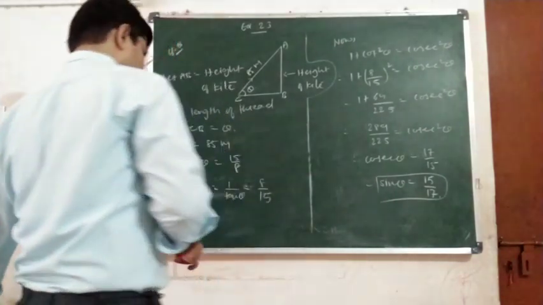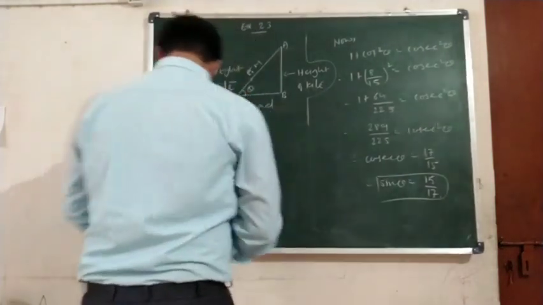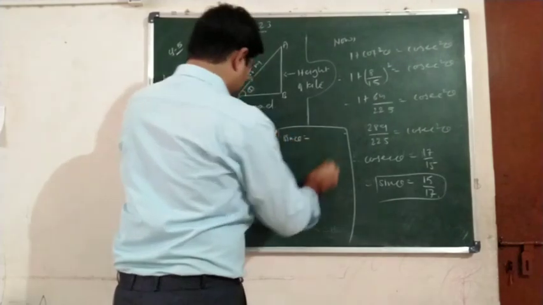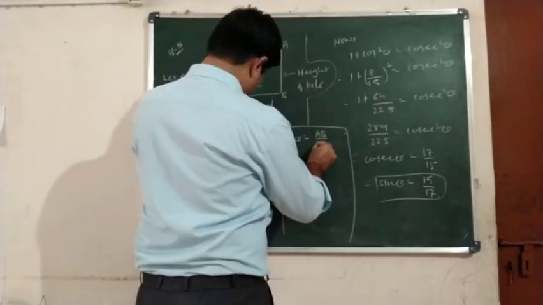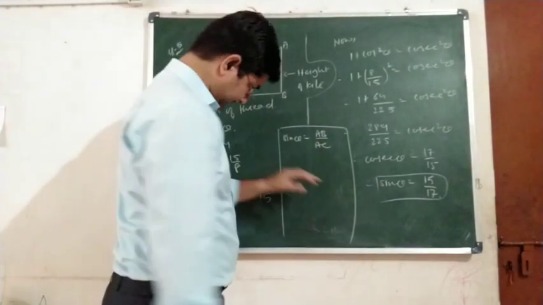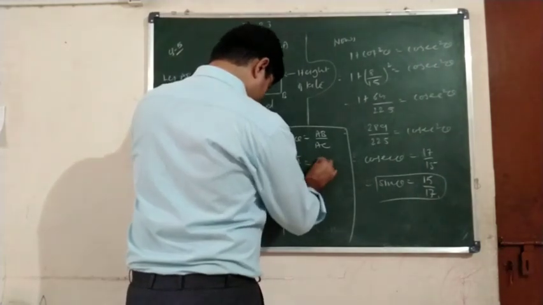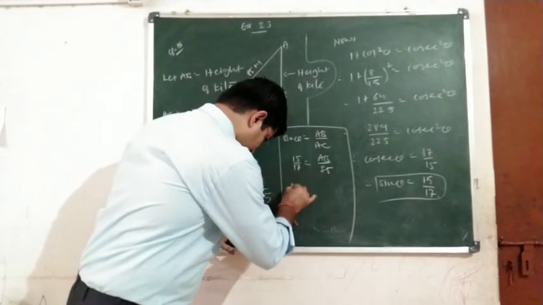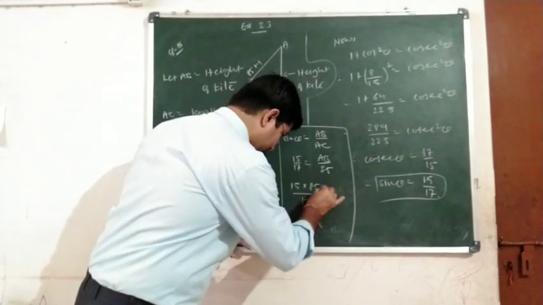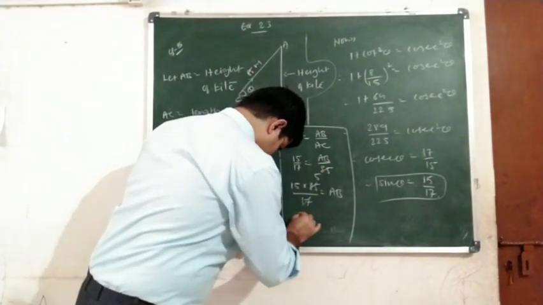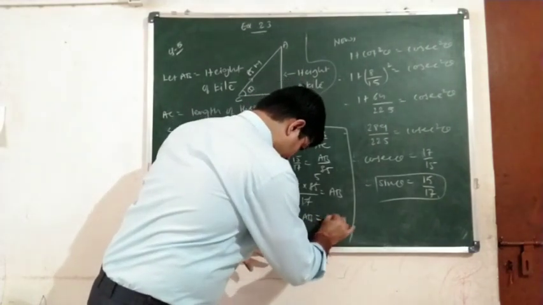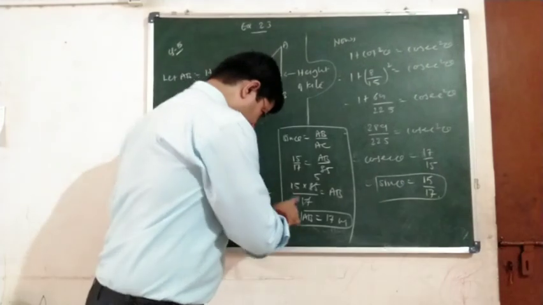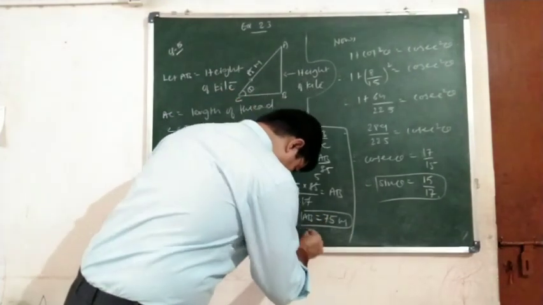Now we can use the sine ratio. Let me complete this sum over here. Now sin theta is equal to perpendicular upon hypotenuse. The value of sin theta we will put directly. 15 by 17 is equal to AB, which we have to calculate, upon AC, which is given to be 85. Let us further simplify. So 15 into 85 upon 17 is equal to AB, and therefore we will get AB is equal to 75 meters. 15 5s are 75. Height of the kite is 75 meters.